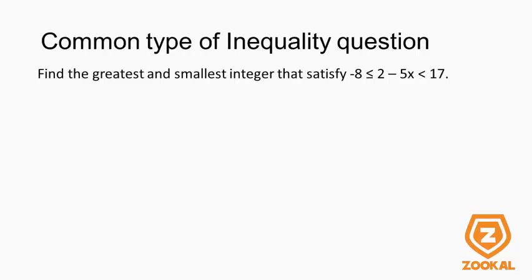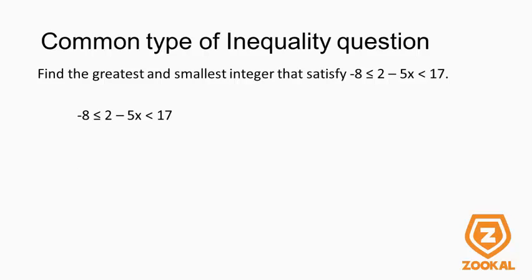A common type of inequality question that we have in our O-level papers is to find the greatest and smallest integer that satisfies the inequality. So take some minutes to do this question before you proceed on to the answers. You may pause the video while you are doing the question. So, let's go through the answer.